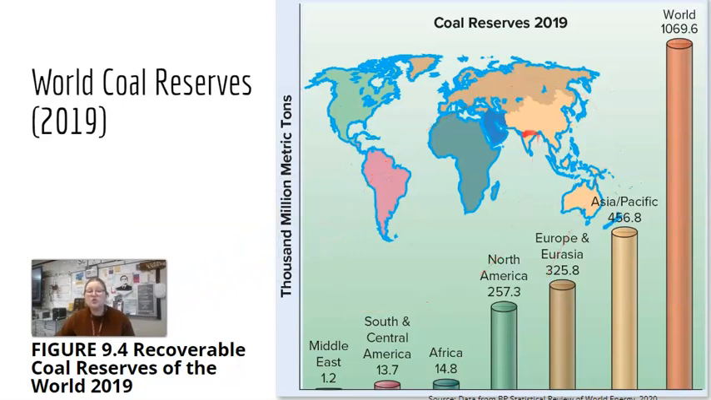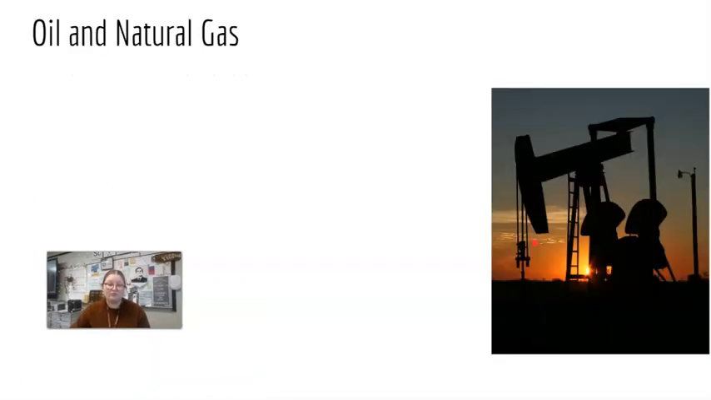Then if we look at the world coal reserves, Asia and the Pacific has the most, then Europe and Eurasia, and then North America. Africa, South and Central America, and the Middle East have very little. There were not a whole lot of swamps that existed 300 million years ago here, so they did not end up with a lot of coal.